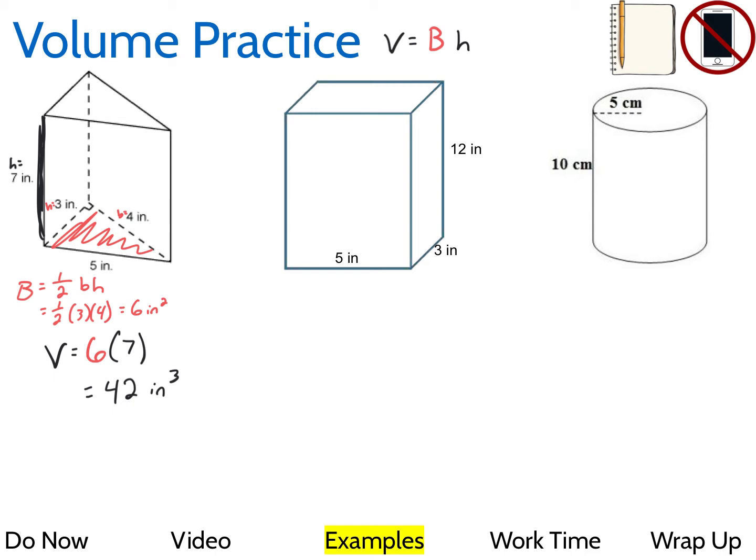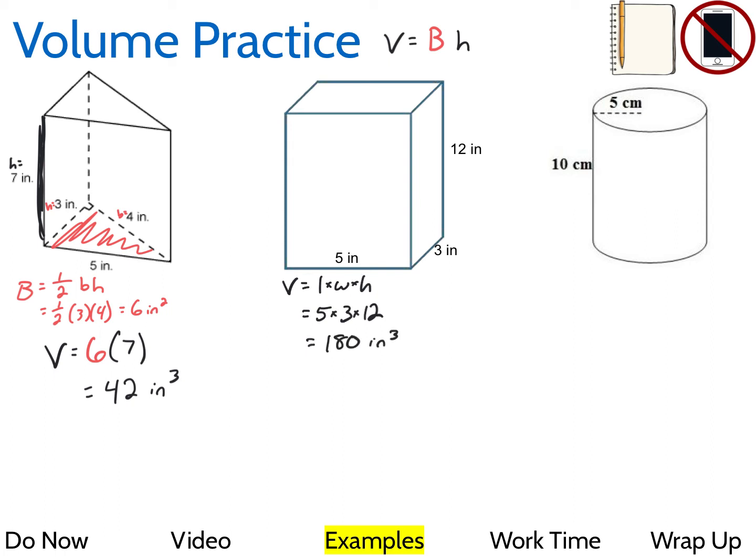All right, let's look over at the rectangular prism. We could do it the exact same way, where you find the area of the base and then multiply by the height. But with the volume of a rectangular prism, it's just length times width times height, which is just a good one to remember. So in this case, it's 5 times 3 times 12, which gives you 180 cubic inches.